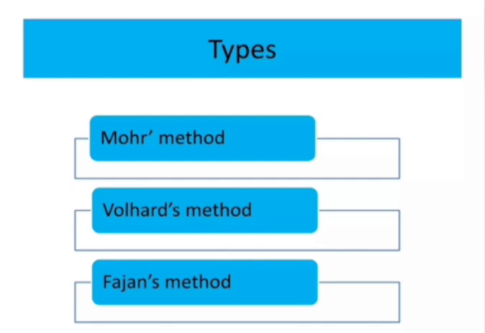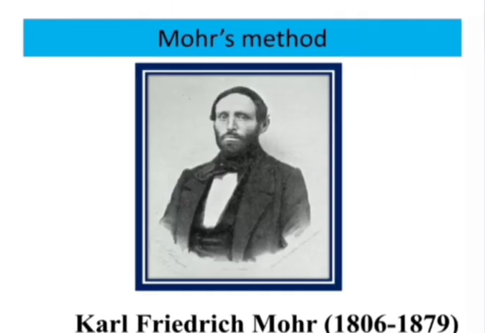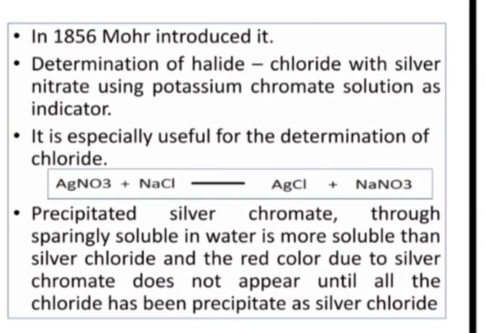As per the endpoint detection method, four main procedures are used depending upon the type of application. These procedures are Mohr method, Volhard's method, modified Volhard's method, and Fajans method. First, we have to see about Mohr method. This method is named after Carl Friedrich Mohr. In this method, potassium chromate is used as an indicator which produces red-colored silver chromate at the end point when all the chloride ions have reacted.